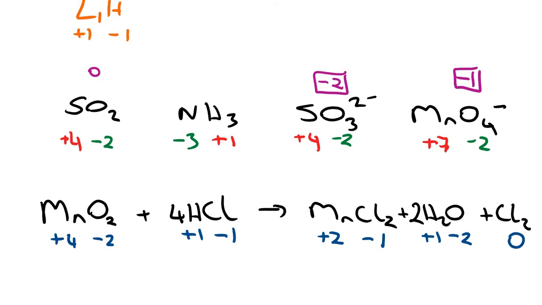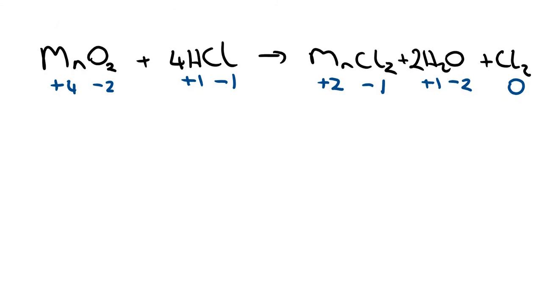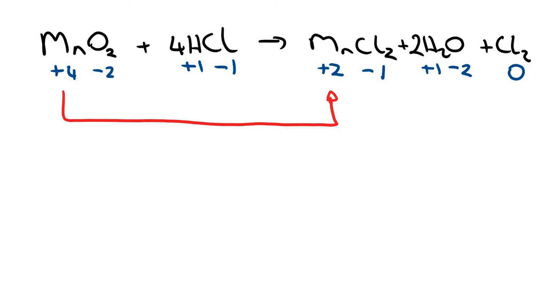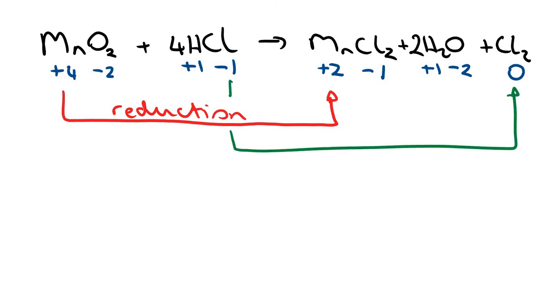So now we decide, has oxidation occurred, has reduction occurred? So I can see I'm going from manganese to manganese. There is a decrease in oxidation number. So this must be reduction. Now I have a look somewhere else and I see that chlorine has gone from -1 to 0. Therefore, this must be oxidation because it has increased in oxidation number.